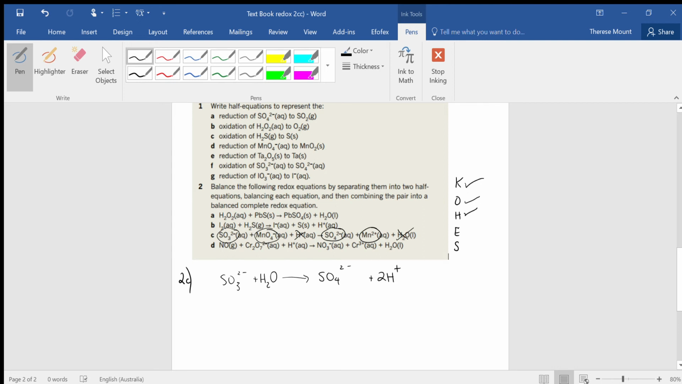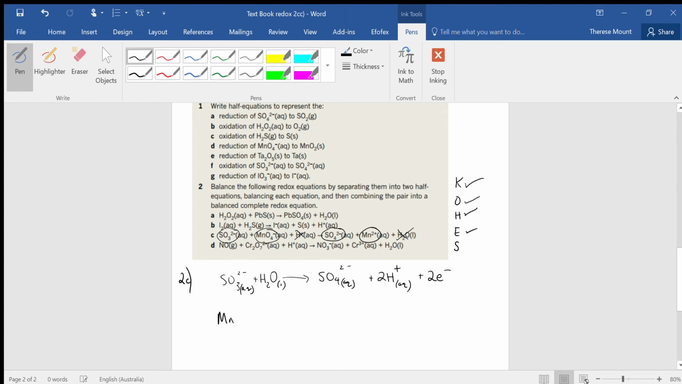And now I need to balance my electron charges, so 2 plus and 2 negative, so that's a 0 charge on that side. And I've got a 2 negative on this side, so if I add 2 electrons on this side, that brings that down to 2 negative, and my charges are balanced. Okay, so that's my first one almost done. Just add the states in.